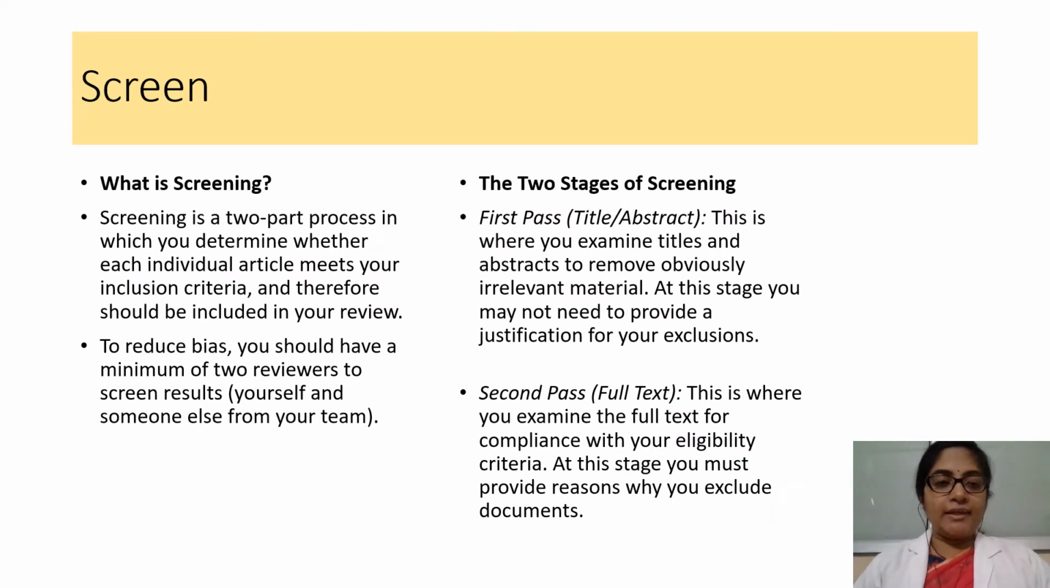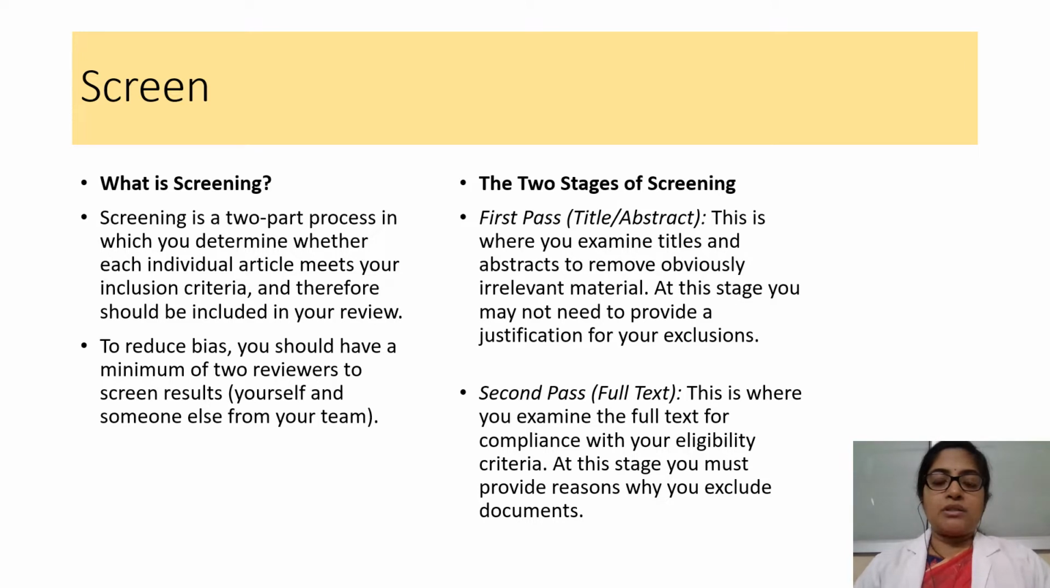So what is screening? It is a two-part process in which you determine whether each individual article meets your inclusion criteria, and therefore whether it should be included in your review or not. To reduce the bias, we should have a minimum of 2 reviewers to screen the results: yourself and someone else from your team.